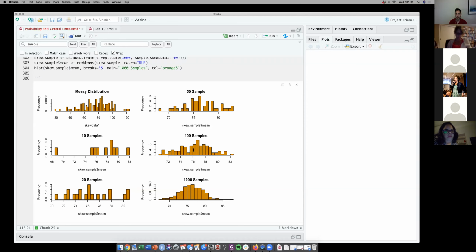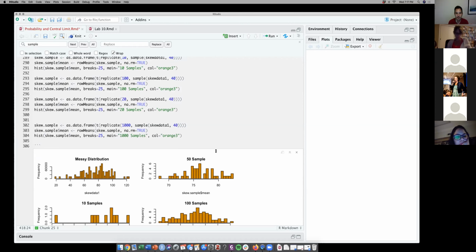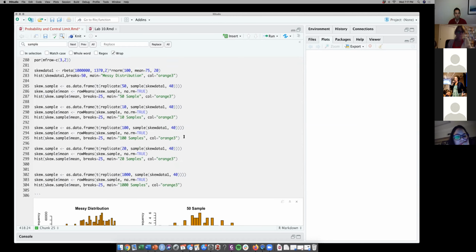So basically, if it doesn't form a bell curve, you haven't reached enough of a sample size yet. And you can see that here with the 100 samples. This is just using samples of 40, so that's not a large sample. If we took larger samples, it would probably be faster. Let's see what happens if we bump the sample size up to 400.